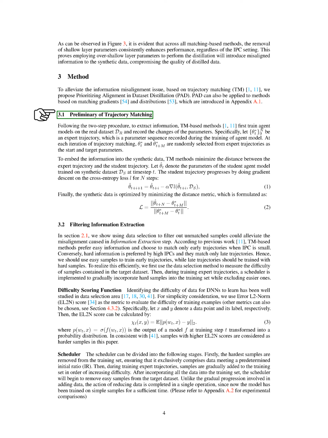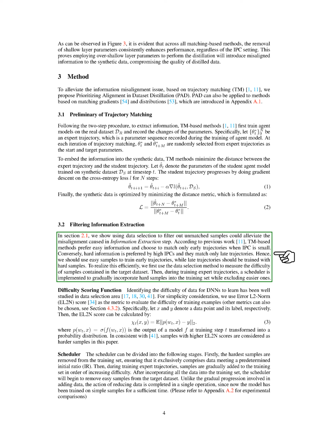In our preliminary work on trajectory matching, we follow a two-step process to extract information. First, we train agent models on the real dataset and record parameter changes. The expert trajectory is formed from these recorded parameters. During trajectory matching, we select parameters from the expert trajectory to minimize the distance between the expert and student trajectories, embedding the information into the synthetic data. We also explore filtering information extraction. We demonstrate that using data selection to filter out unmatched samples can reduce misalignment during the information extraction step.